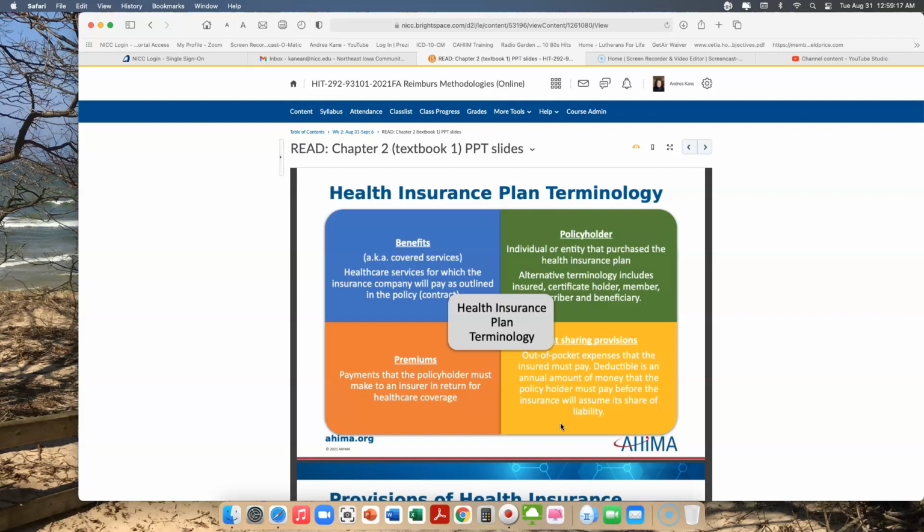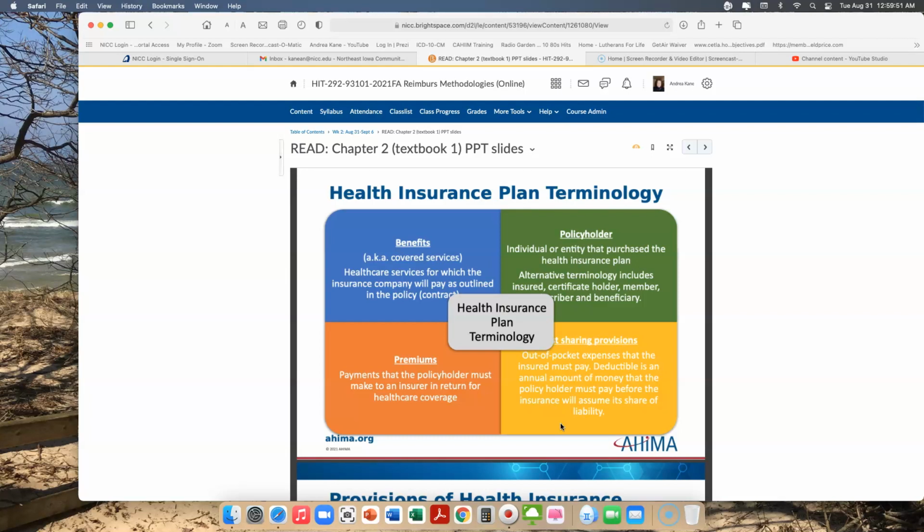But anyway, benefits are covered services. Premiums are payments that the policyholder has to make in return for the healthcare coverage. A policyholder is different than the beneficiary. The policyholder may be a beneficiary, but typically the policyholder is the one who purchased it or is given it through their employment, and beneficiaries are others. But again, a policyholder can be a beneficiary, but typically beneficiaries are often outside of that.